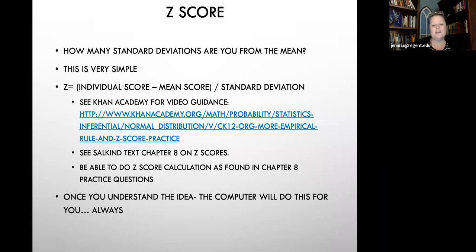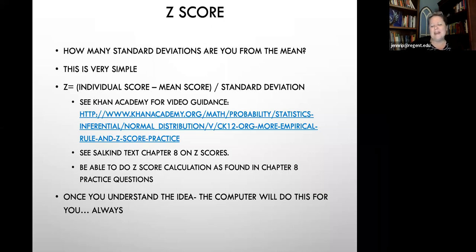You also can look in your Celkind textbook in chapter 8, and it has a really nice walkthrough on Z-scores. For my class, you should be able to do a Z-score calculation as found in the chapter 8 practice questions for any tests or homework for me. But again, it's just the individual score minus the mean score divided by the standard deviation.